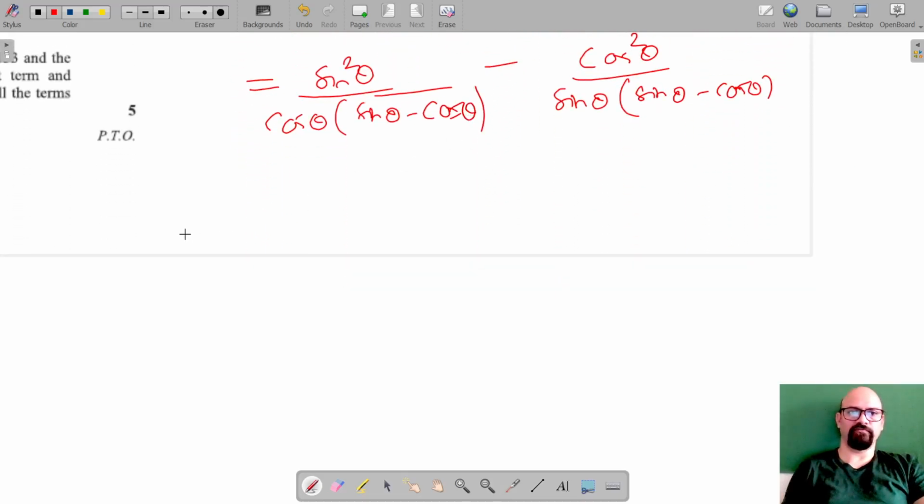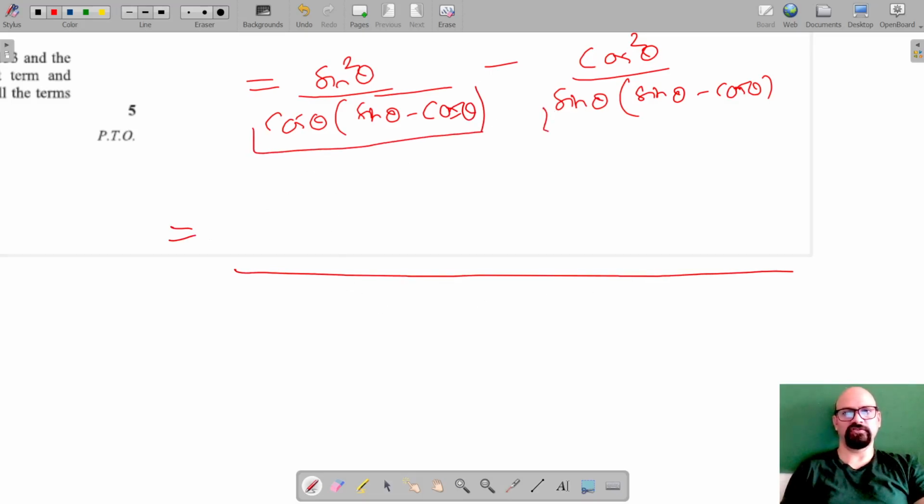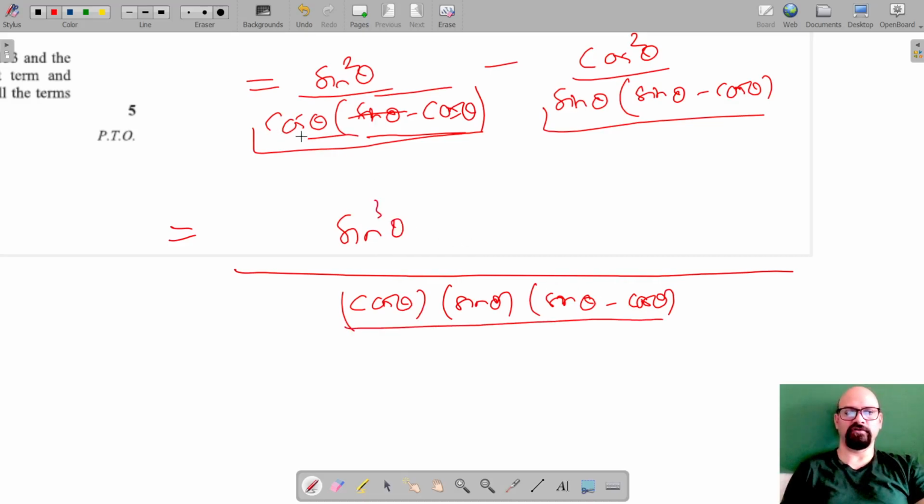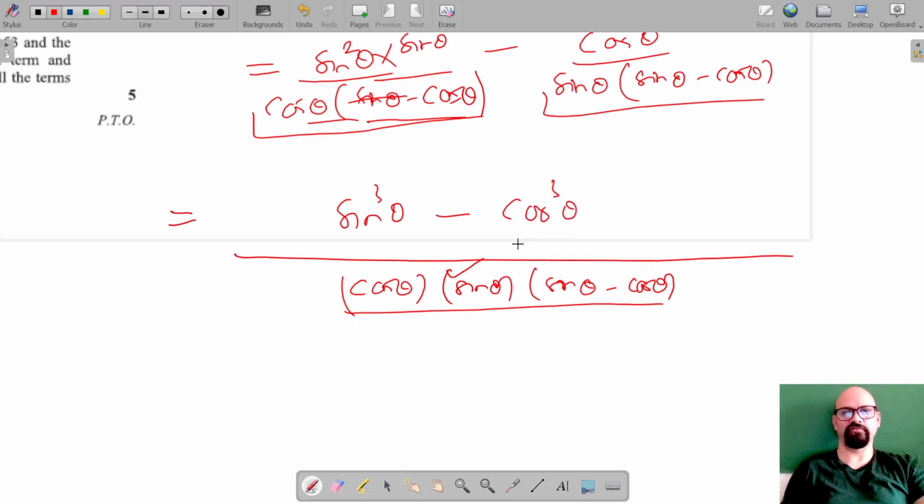Okay, I'm going to take LCM once again, and this time the LCM is the product. So for these two, the LCM is cos theta sine theta, and because sine theta minus cos theta appears two times, I'm going to write it as one time. Now if we simplify this, this is sine cube theta. Let's divide this with this. So cos theta into sine theta minus cos theta gets cancelled, and this gets multiplied with sine theta, which is left. Similarly here, it's cos cube theta.